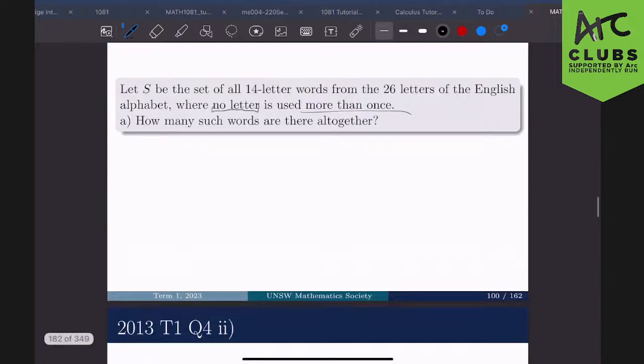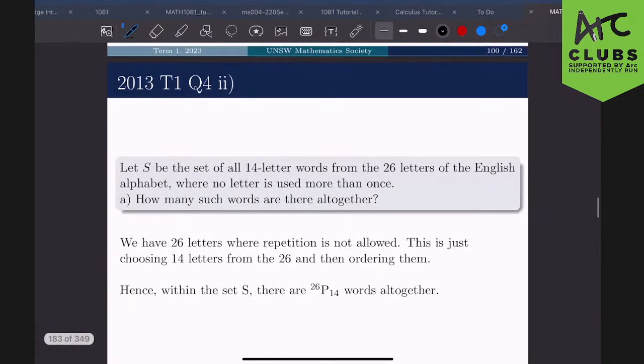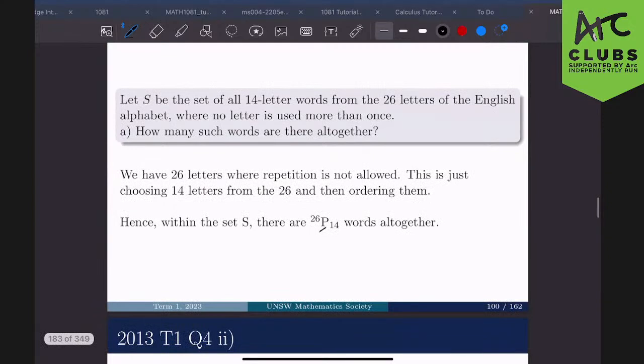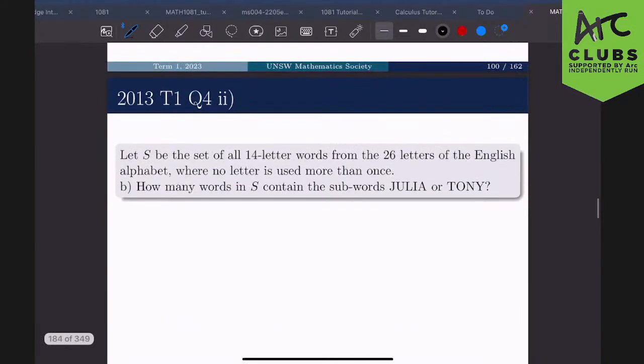So we can just apply the permutation. So 26. Just note that it doesn't actually have to form an English word or something, right? It's just symbols, and you're just picking 14 of them, and order does matter. So it's not 26C14 because order does actually matter. Right, so moving on to the next one.